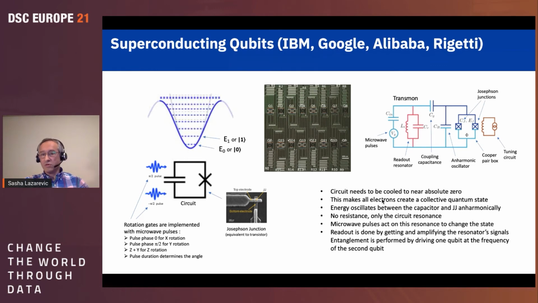Then when it's cooled to this temperature, the electrons circulating in this circuit fuse together, and this becomes one quantum system. Sometimes people call these artificial atoms. They can be controlled by sending microwave pulses. They are fixed, they are stable, so they are used very much. This is actually the most popular technology now.